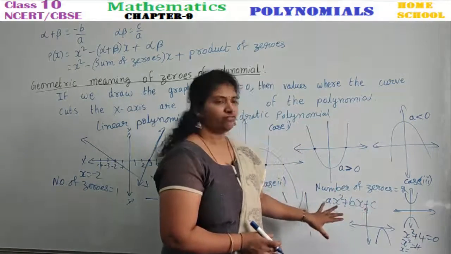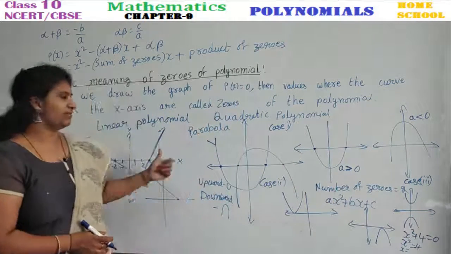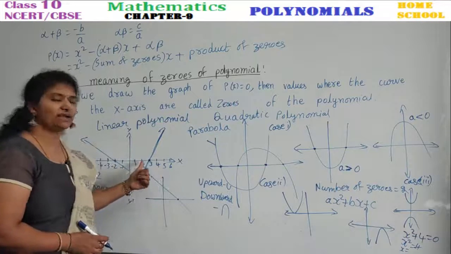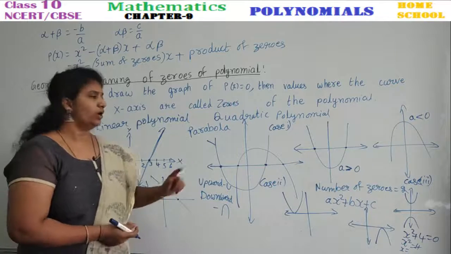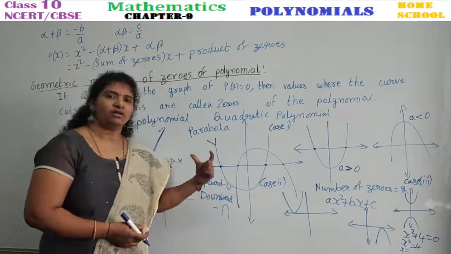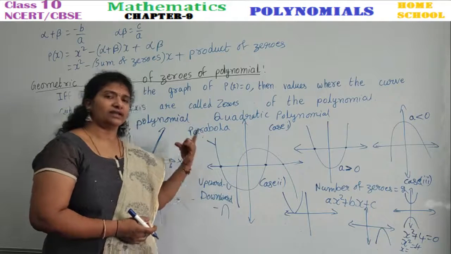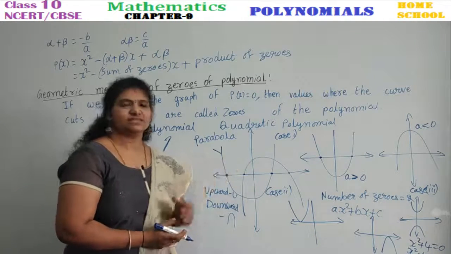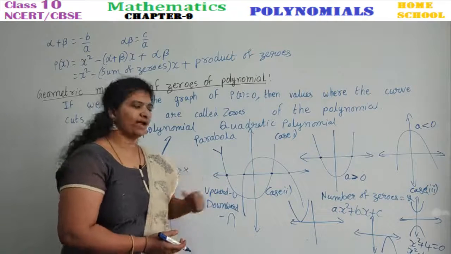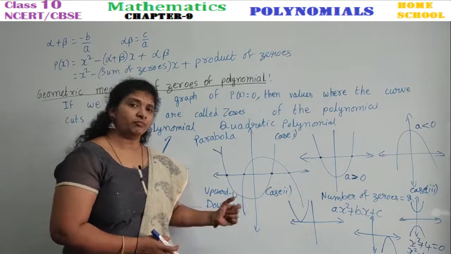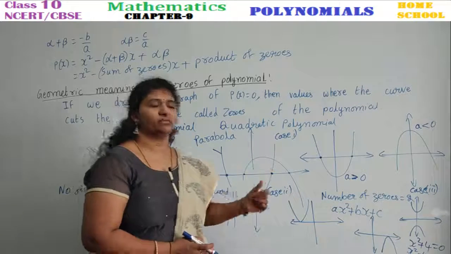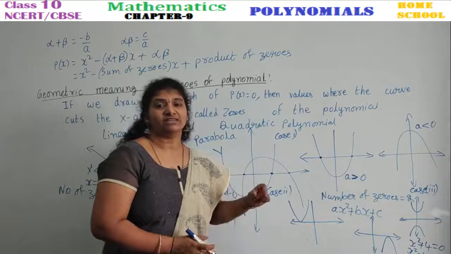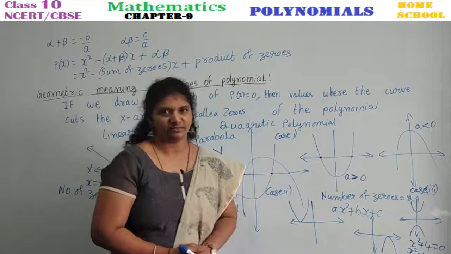Okay, understand carefully. A linear polynomial will be a straight line and it cuts the x-axis at exactly one point. A quadratic polynomial will be in the form of a parabola and it cuts at two points on the x-axis. So we have seen three cases here for a quadratic polynomial. How will the graph of a quadratic polynomial be? It will be in the form of a parabola, y is equal to x square, we can say.